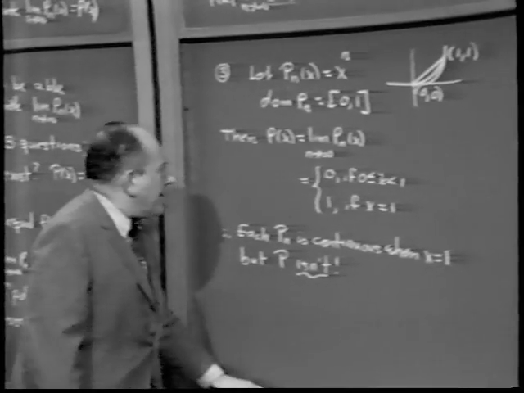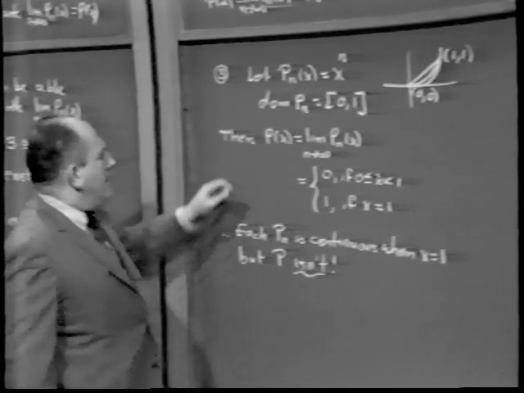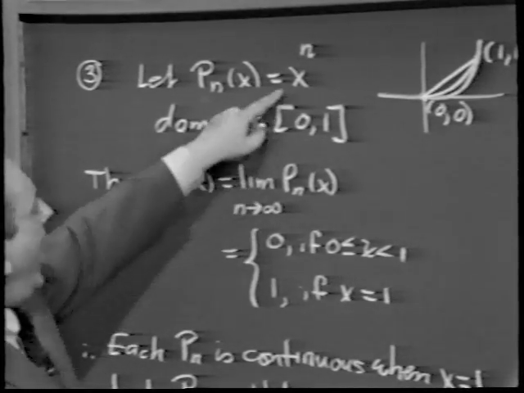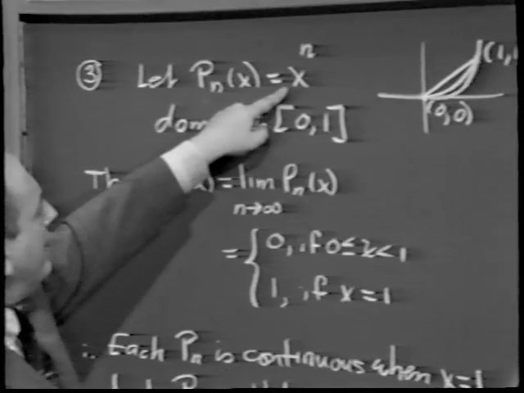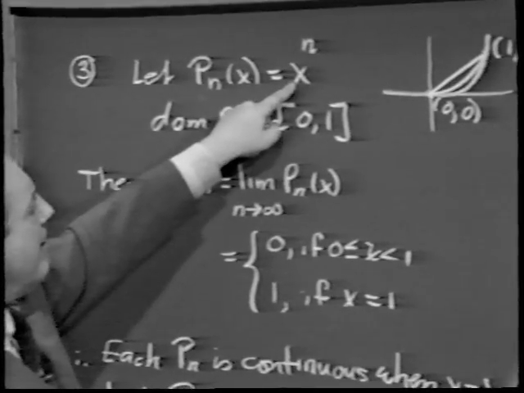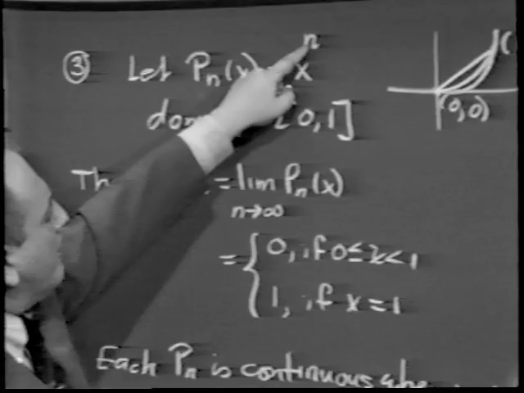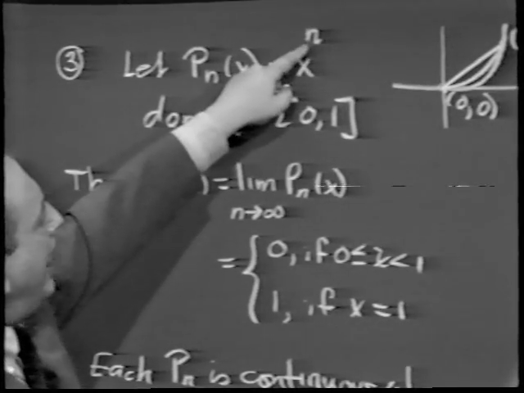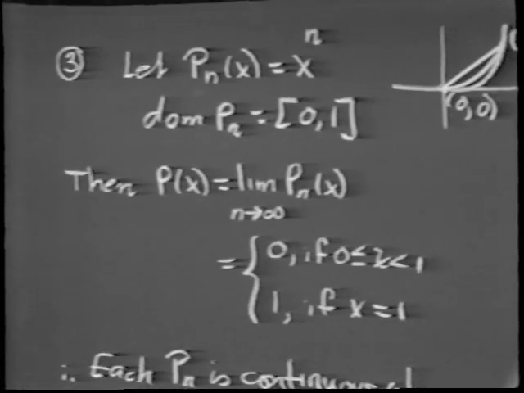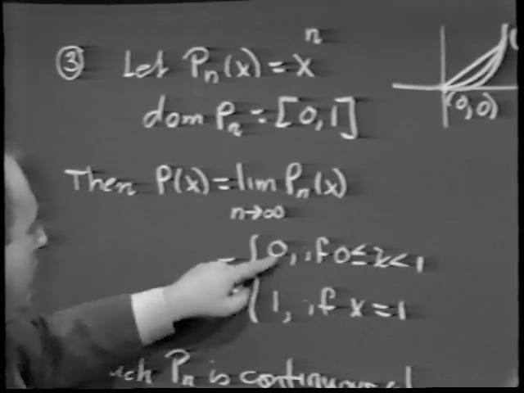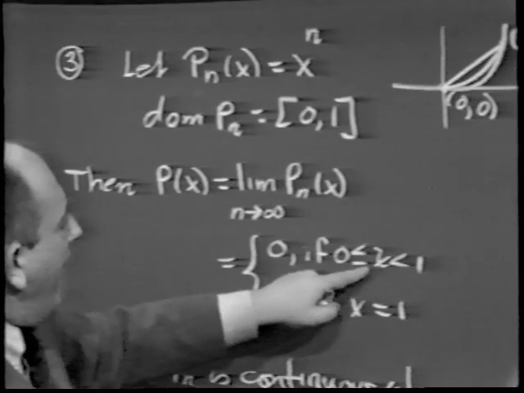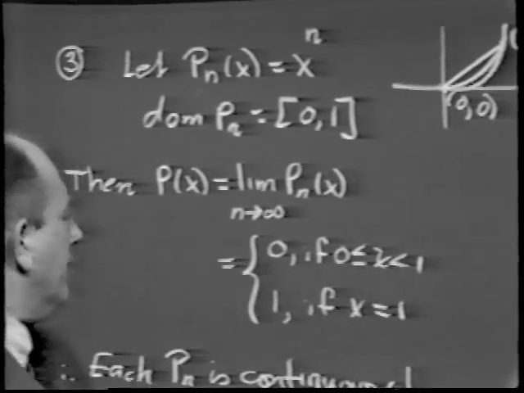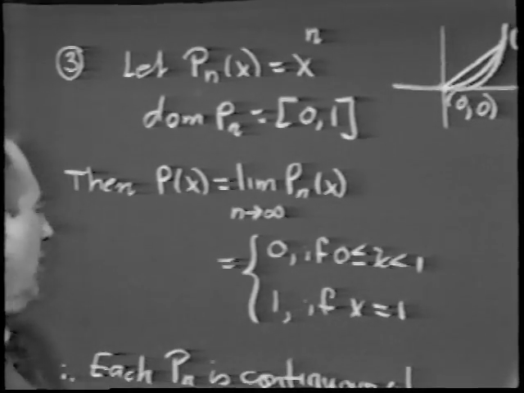At any rate, let's take a look at the limit function. P of x is the limit of p sub n of x as n approaches infinity. x to the n, as n approaches infinity, well, if x is less than 1 in magnitude, x to the nth approaches 0. On the other hand, if x is equal to 1, 1 to the nth power is still 1 as n approaches infinity. Therefore, p of x would be what? It's 0 if x is greater than or equal to 0, but less than 1. And it's 1 if x equals 1.